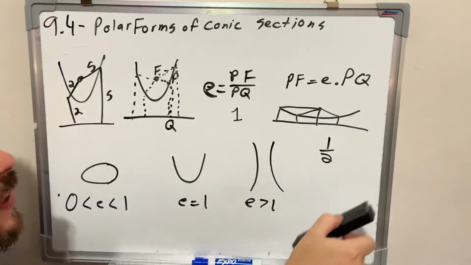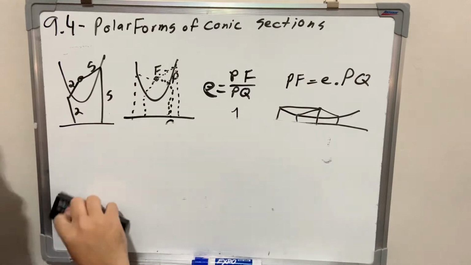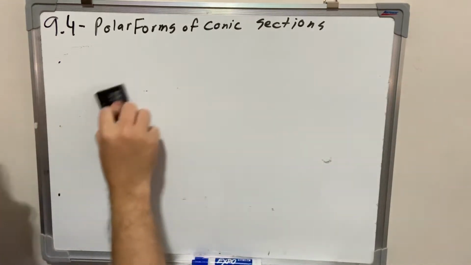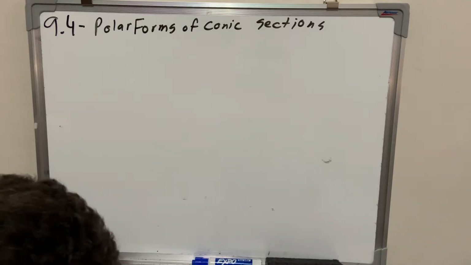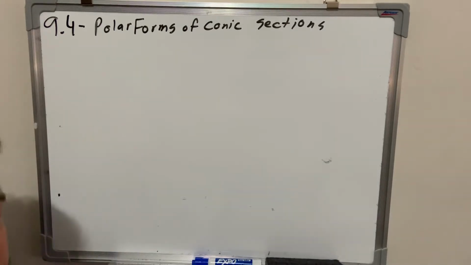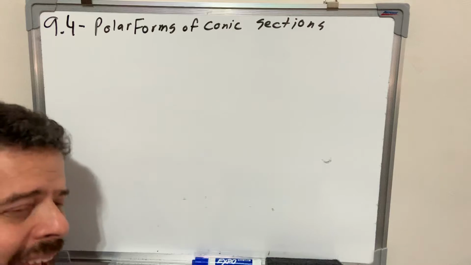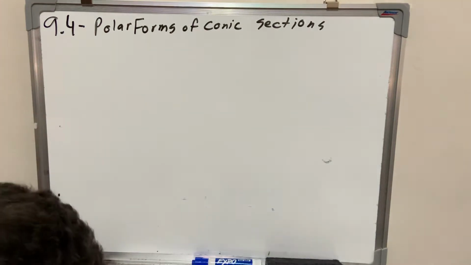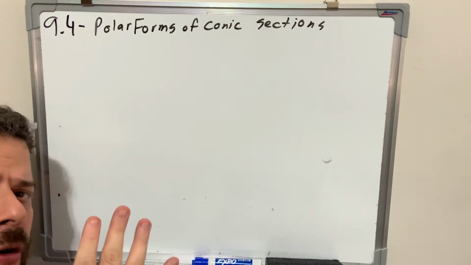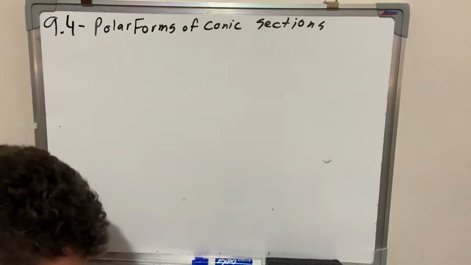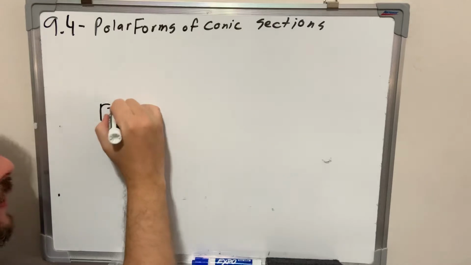Now let's go over how to write the polar forms of conic equations. Remember, since we're dealing with polar forms, we have to include the letters R and also an angle. Now you'll see at the bottom of page 562, they give you 4 basic parent functions. Something that looks like this.